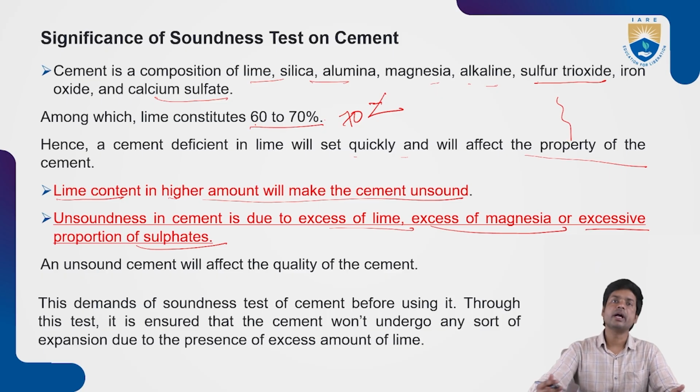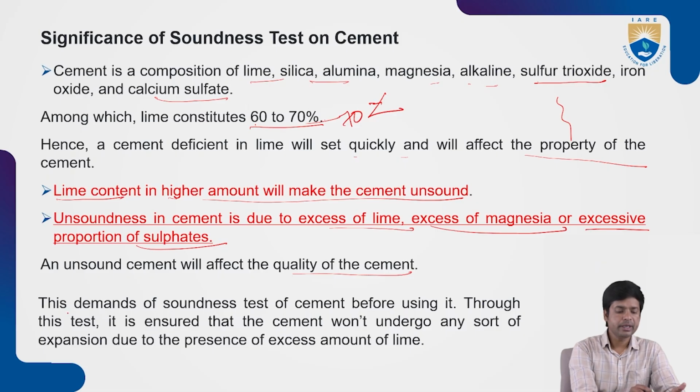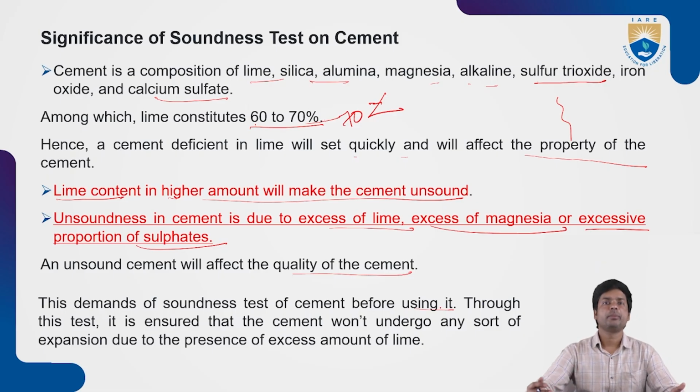That is why we have to use correct proportions of lime, magnesium or sulfates in the cement. An unsound cement, that means a cement having more lime content, will affect the quality of the cement, and this demands a soundness test of cement before using it. Due to the presence of excess lime content, the quality is changing. If the quality is not good, then we cannot use it in construction. So before using it in construction, we have to check the quality, and one of the properties of that quality is soundness.